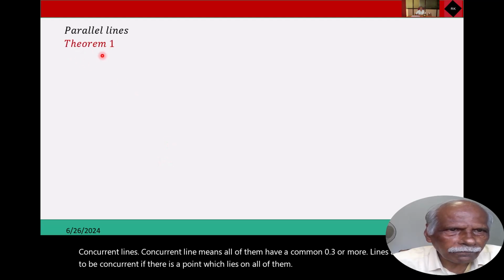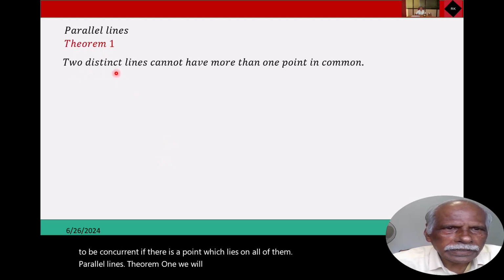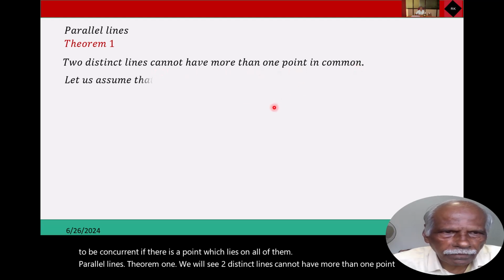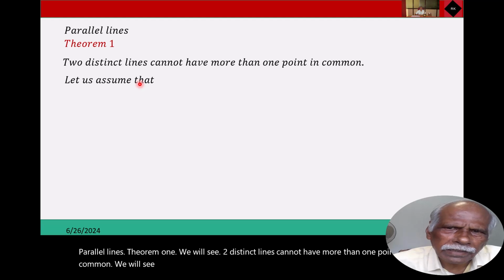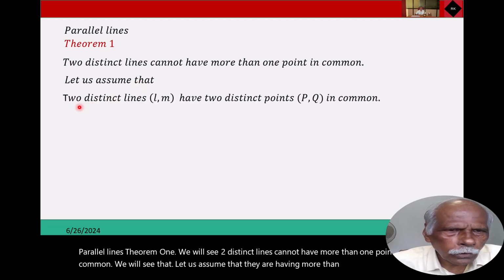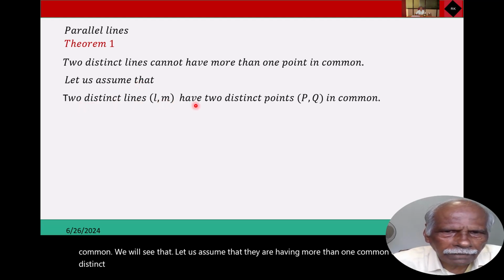Parallel lines. Theorem 1 we will see. Two distinct lines cannot have more than one point in common. We will see that. Let us assume that they have more than one common point. Two distinct lines L and M have two distinct points P and Q in common. We are assuming the opposite. We will prove that it is not possible.